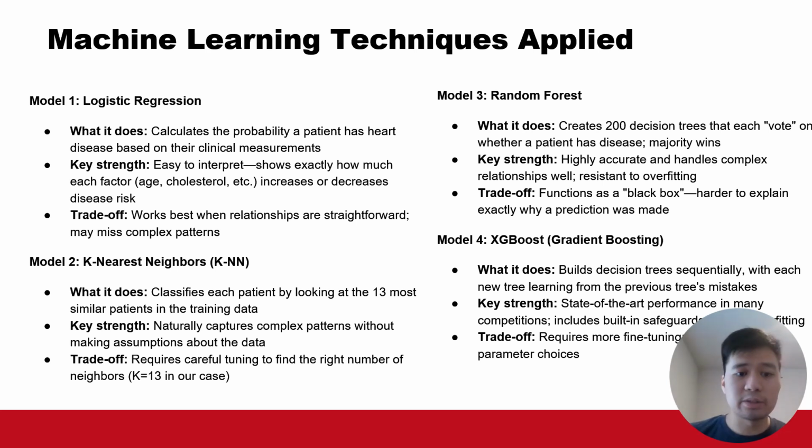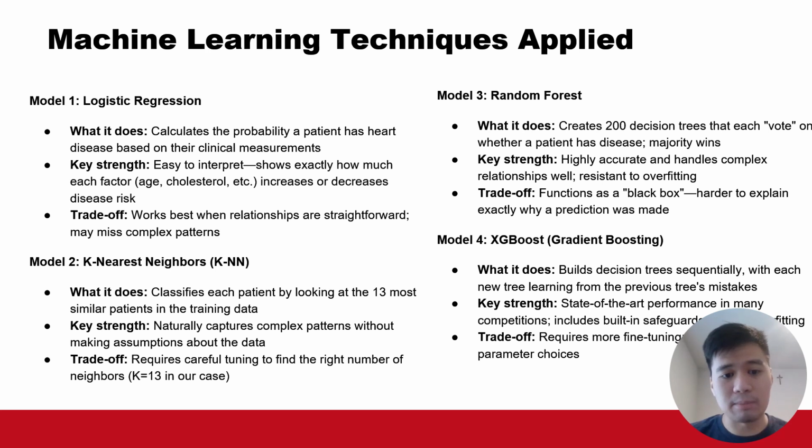Our first model is logistic regression, and what it does fundamentally is calculate the probability that a patient has heart disease based on their clinical measurements. The key strength of logistic regression is that it's relatively easy to interpret. It shows you how much each factor, like age or cholesterol, increases or decreases disease risk. We can even calculate odds ratios, which I'll show you in the next few slides. The trade-off is that it works best when relationships between variables are relatively straightforward, and it may miss more complex or non-linear patterns in the data.